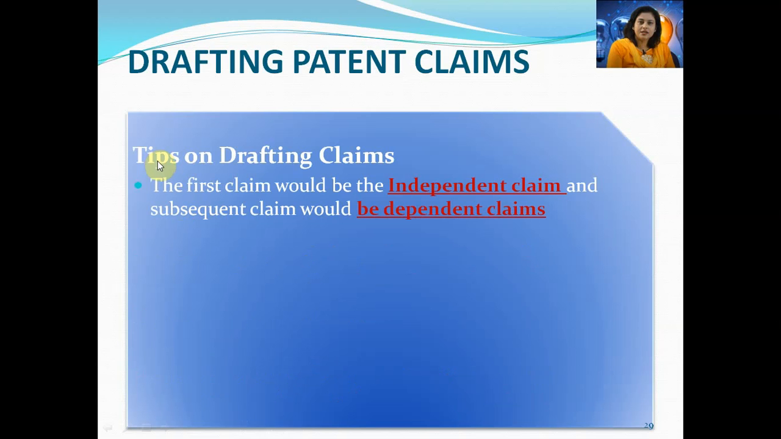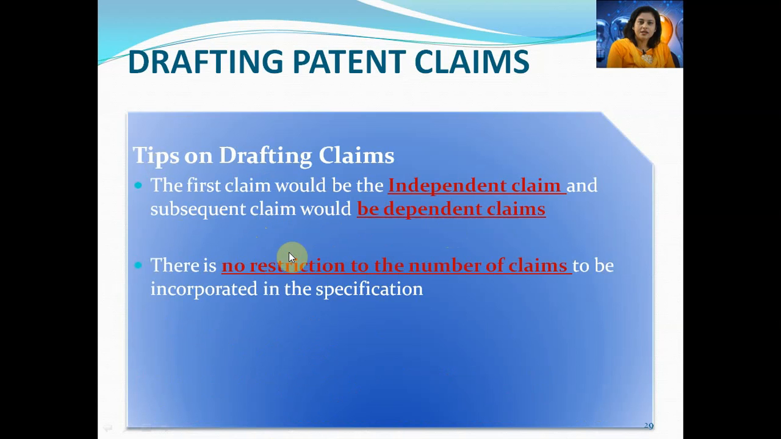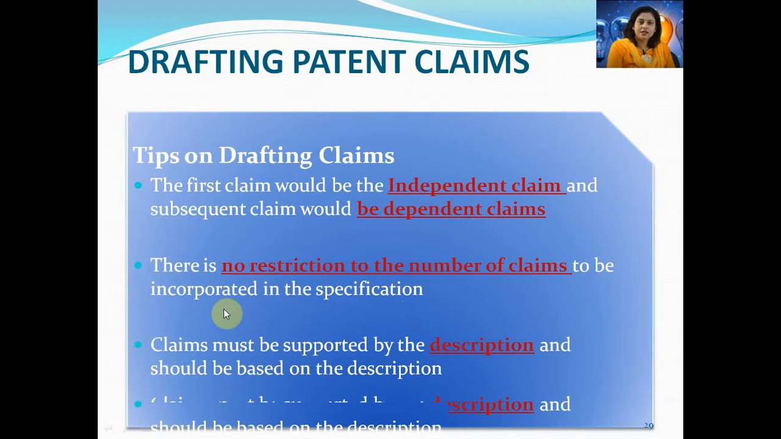The first claim would be the independent claim and subsequent claims would be dependent claims. And these claims should be linked so as to form a single inventive concept. There is no restriction to the number of claims to be incorporated in the specification, but the applicant has to pay additional fee if there are more than 10 claims. Claims must be supported by the description and should be based on the description. This means that all the characteristics of the invention that form the part of the claims must be fully explained in the description.